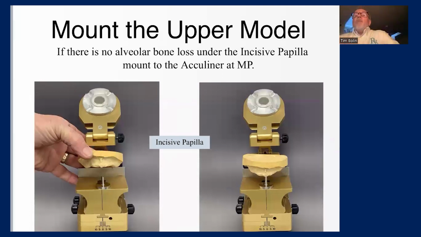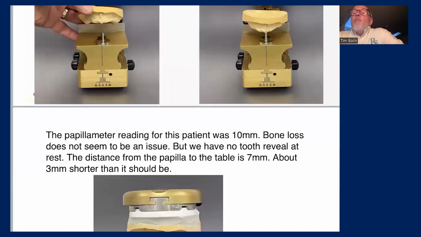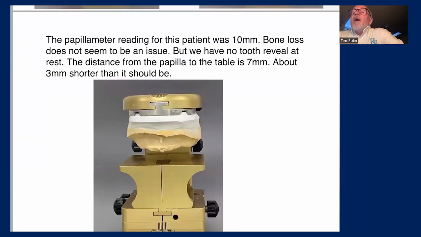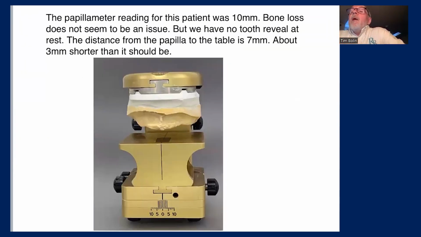So we're going to mount the upper model as demonstrated before. This particular case really doesn't show any bone loss. So we're just going to simply set the hamular notches on the fence, and then rotate the incisive papilla down to make contact with the tabletop. There was seemingly no bone loss with this patient, so we're going to fabricate at 10 millimeters. But we had no tooth reveal with the patient.